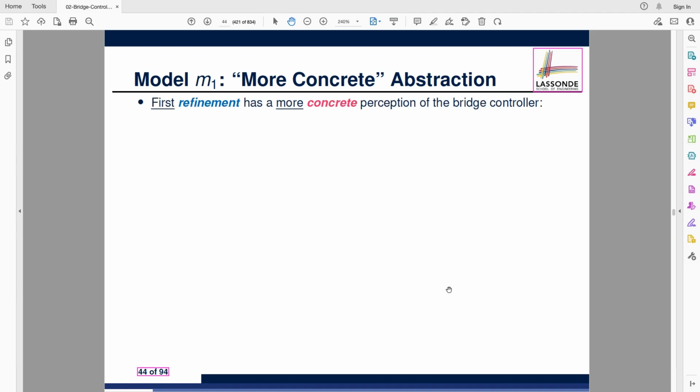The first refinement has a more concrete perception of the bridge controller. If you just recall very quickly, let me show you the diagram.